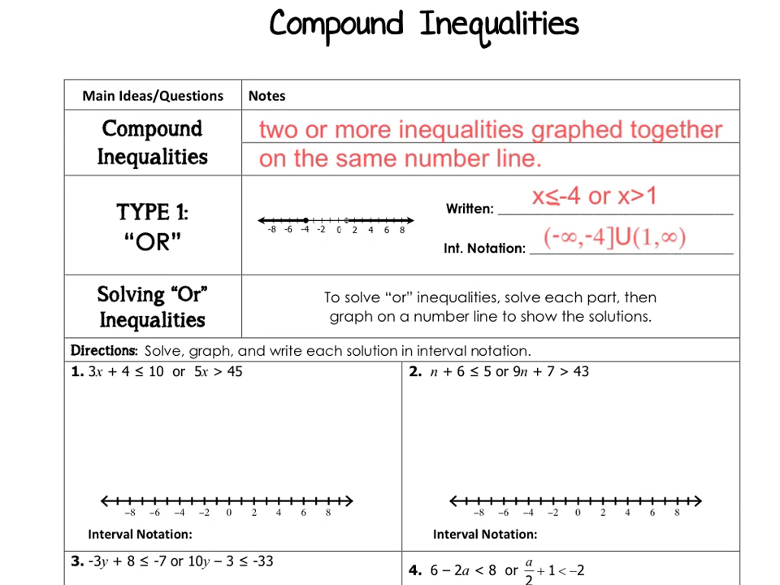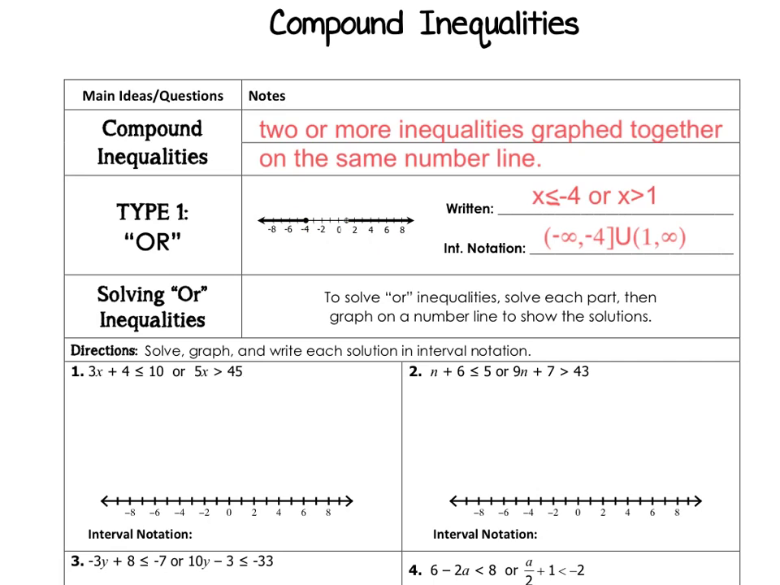Okay, so we're going to solve compound inequalities, but we just want to recall that compound inequalities is two or more inequalities graphed together on the same number line. So right now we're going to deal with type number 1, which is the OR inequality. That just means that we have this inequality or this one that satisfy whatever situation we're in.